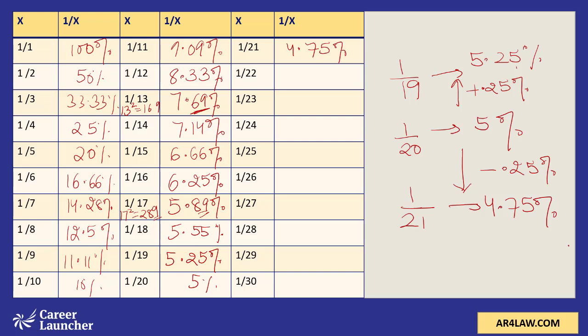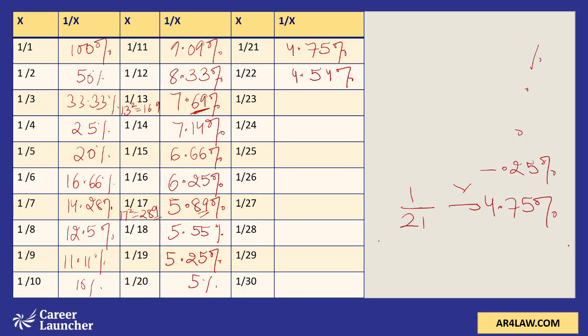1 by 22. Half of 1 by 11, which is 9.09. Half, 4.54. Okay. 1 by 23 ke liye, let's wait a little bit. I'll come back to that. Don't worry, I'm not going to leave it behind. This guy is not going to feel neglected. I'll come back to him.